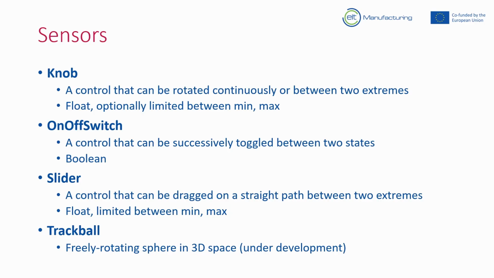On-off switch. A control that can be successively toggled between two states. The on-off switch maintains a Boolean value. Slider. A control that can be dragged on a straight path between two extremes. The slider maintains a floating point value, limited within a range.